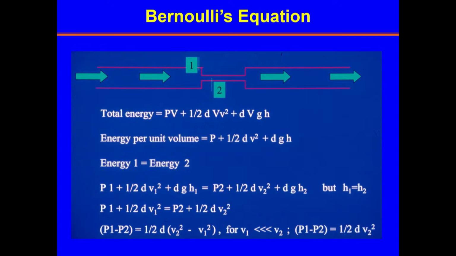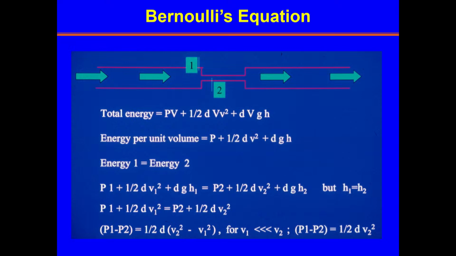So let us say, again, these 2 points, 1 and 2, and we want to look at the total energy. It is the 3 components you saw on 2 slides before this one: the product of pressure and volume, the kinetic energy expression, and the potential energy expression. Since we are interested in energy per unit volume to simplify the expressions later on, we divide by volume, and so at point 1 it's pressure at point 1 plus half multiplied by the density times velocity 1 squared, and the same for potential energy.